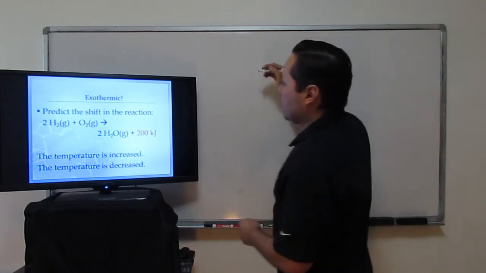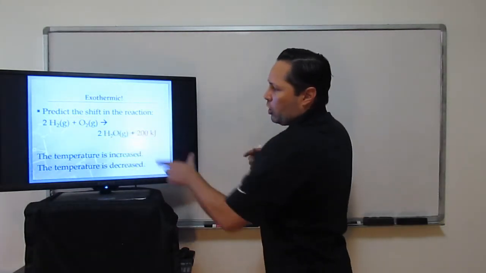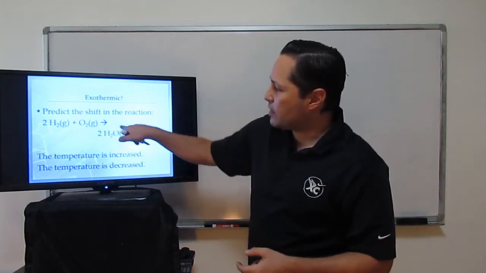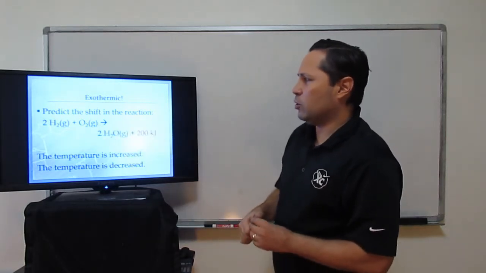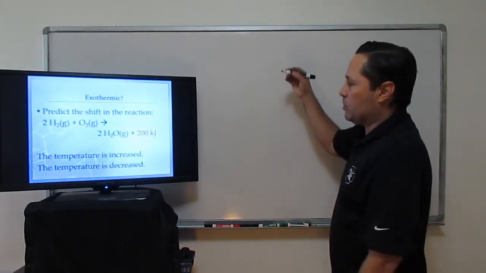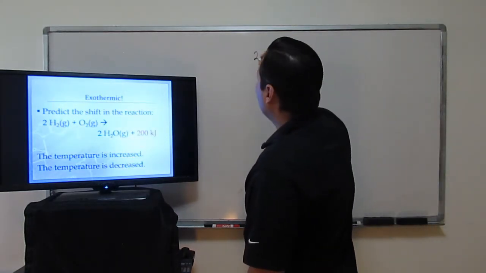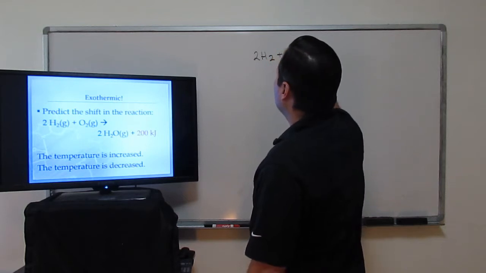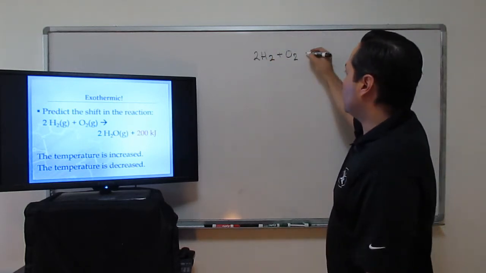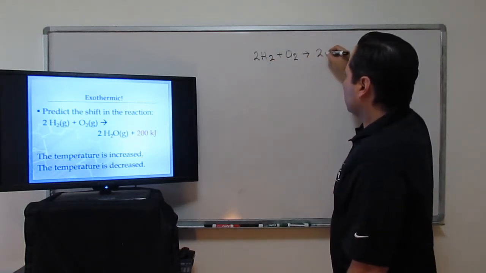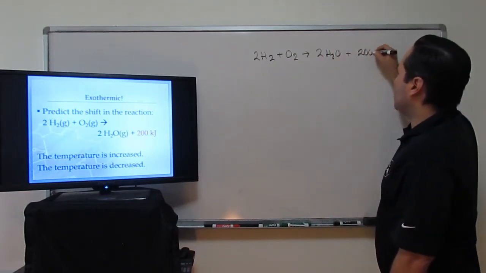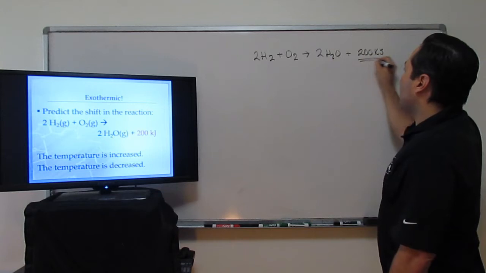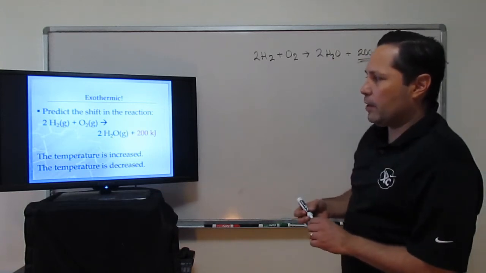I'm going to go ahead and write it down. Sometimes when the reaction is too long, it doesn't fit on a slide. This is what you do: you send it over to the next line. It looks a little split, a little weird, but that's the proper way to do it. So you have two hydrogens react with oxygen, and that yields a water molecule plus 200 joules of energy in this chemical reaction. Keep an eye on that chemical reaction.